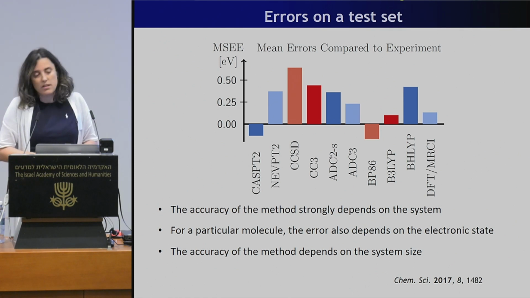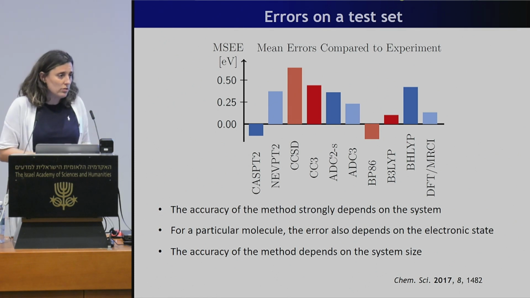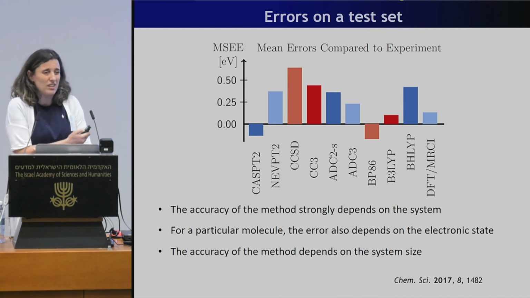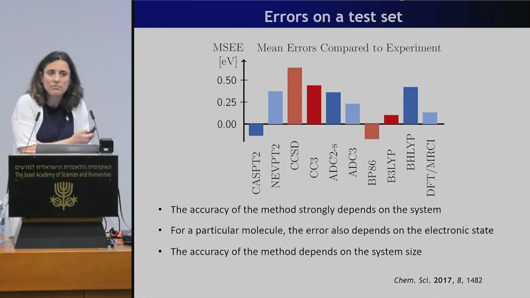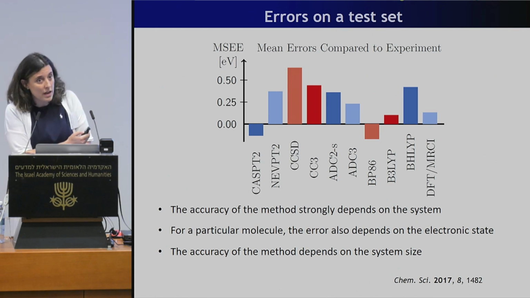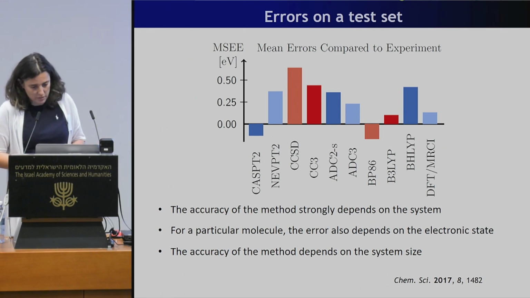And indeed, the accuracy of the method depends on the system. Even for a single molecule, the accuracy depends on the electronic state that you are describing, and the accuracy depends on the system size. So it's not so good, and we're talking about quantum mechanics, right, which is the best that we imagine that we can do with these methods.